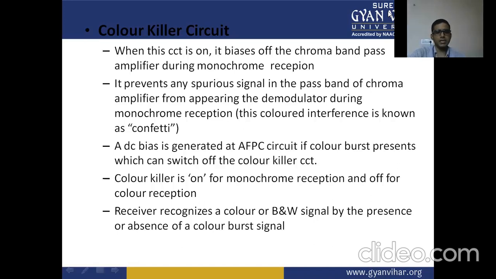A DC bias is generated at an APC circuit if the color burst is present, which can switch off the color killer circuit. The color killer is on for monochrome reception and off for color reception. The receiver recognizes a color or black and white signal by the presence or absence of the color burst signal.